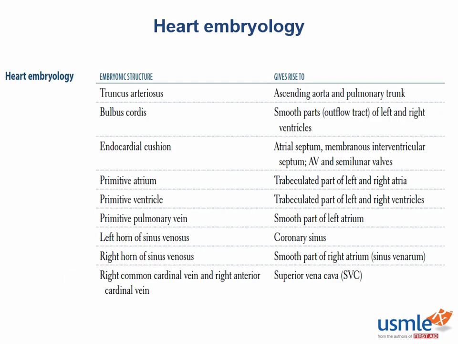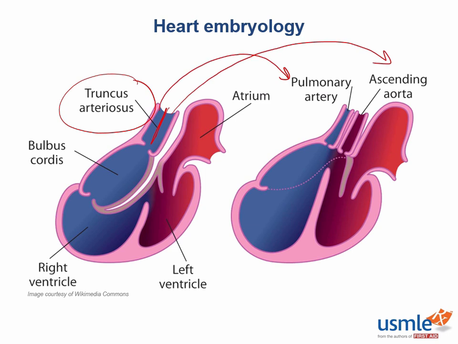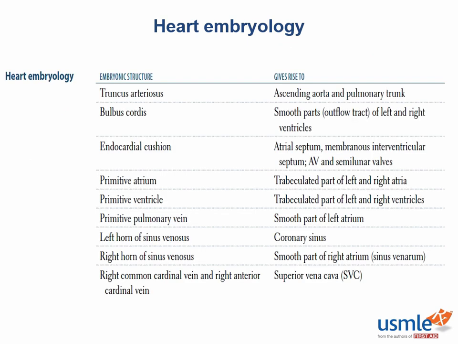The first one isn't too bad here. The truncus arteriosus is going to split to form the ascending aorta as well as the pulmonary trunk. And you can see a depiction of this here. Here you have the truncus arteriosus, and it's going to split to form the ascending aorta as well as the pulmonary trunk. Now don't let the image confuse you here. The pulmonary trunk branches into the right and left pulmonary arteries, and sometimes the pulmonary trunk is just referred to as the pulmonary artery. So once again, the truncus arteriosus goes on to form the ascending aorta and pulmonary trunk.